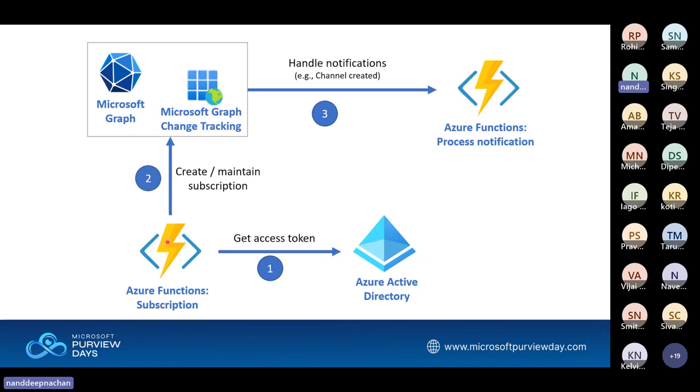So that's the reason we will need maybe an Azure function in this case to go ahead and get the access token for Microsoft Graph using this Azure Active Directory. Once we get that access token, we can go ahead and create our subscription.